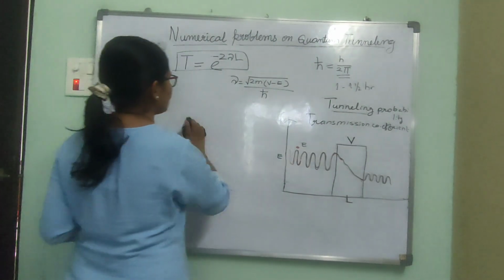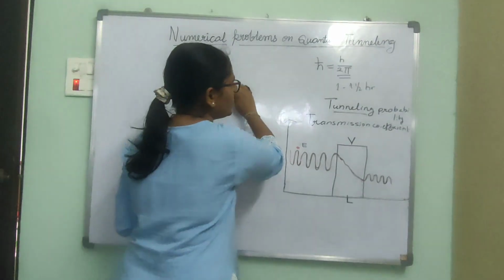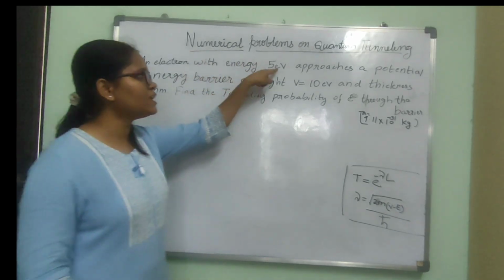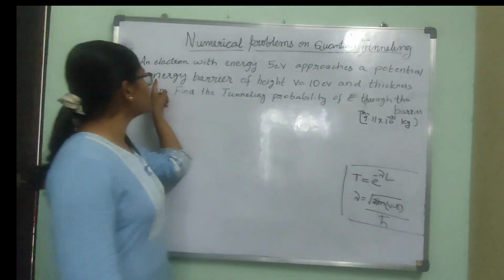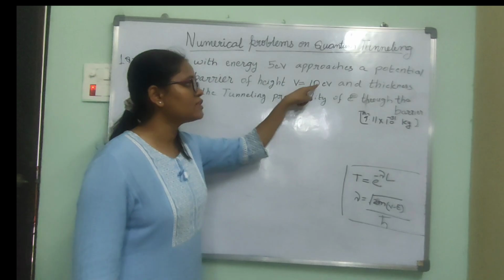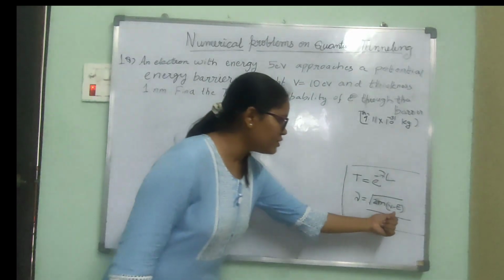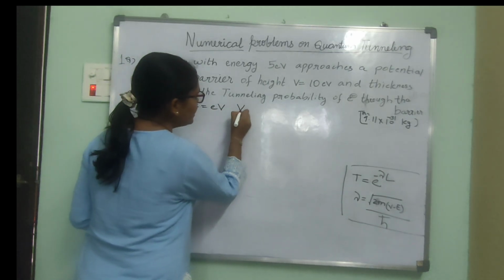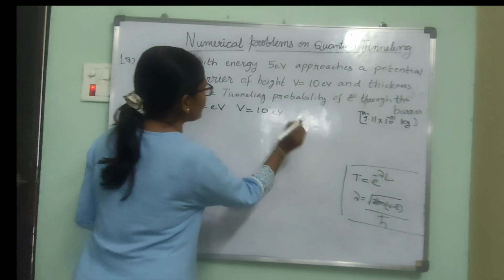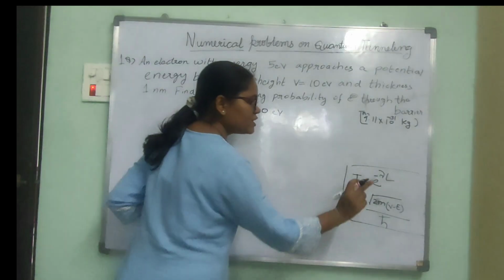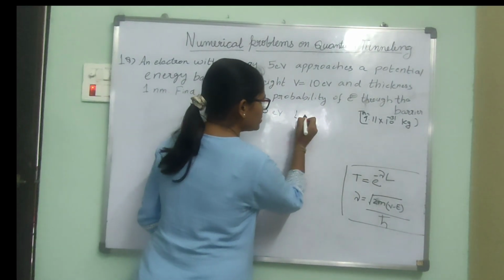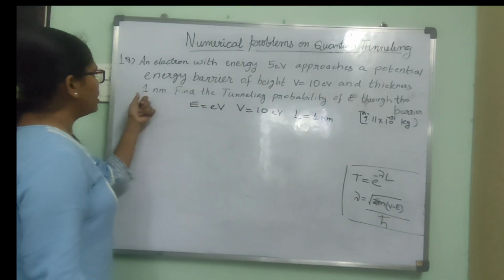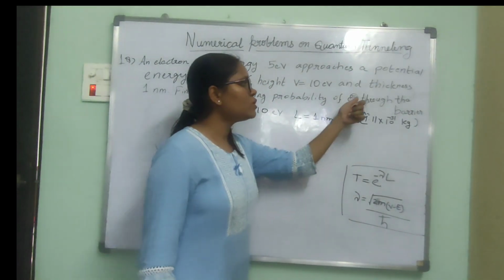I'll write the formula on this side. Let us solve the first question, which says that an electron with energy 5 electron volt approaches a potential energy barrier of height V equal to 10 electron volt. So you have the values of E and V: E is 5 electron volt and V is 10 electron volt. And the thickness is 1 nanometer. The thickness is given by L, right? So L is given as 1 nanometer. Find the tunneling probability of the electron through the barrier.